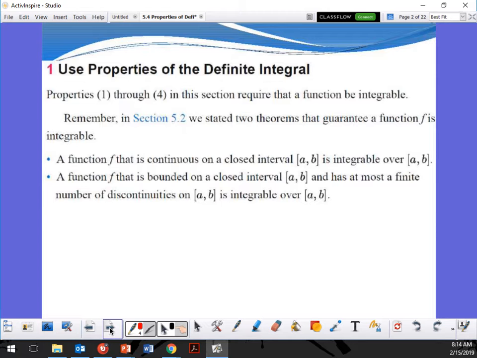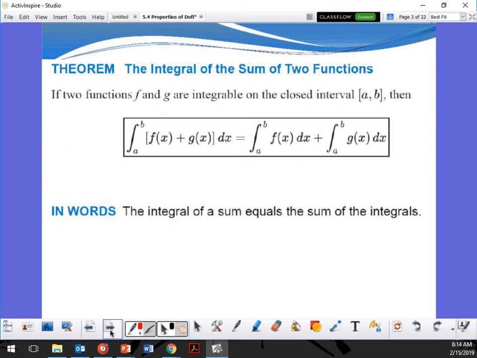Anyway, all right. So let's just keep going here. Two functions g and f are integrable on the closed interval a to b. Then over that same interval, I can have the integration of f plus the integration of g. So the sum, I'm taking the sum of both of those together. That's all it means.